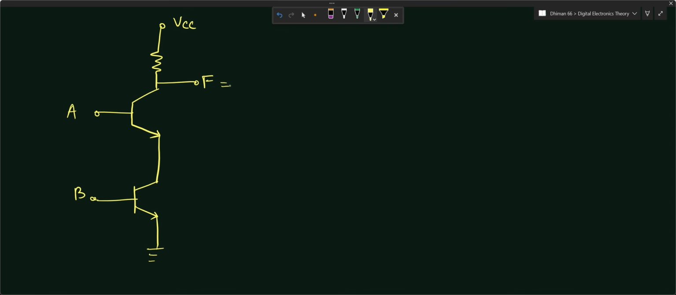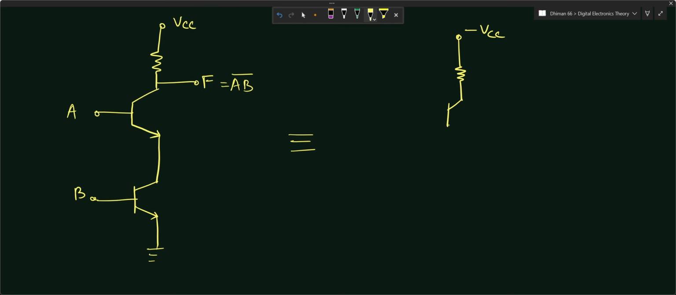Now F is equal to A B bar. Suppose this is the given expression. Now you have to find out the dual of this given circuit. Positive logic will be replaced by negative logic, so we have to apply minus VCC here. First change will be here. Next we have a resistance. Then what we'll have to do? NPN transistor will be replaced with PNP transistor.